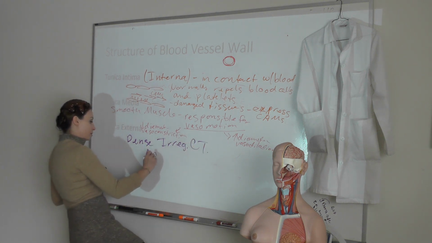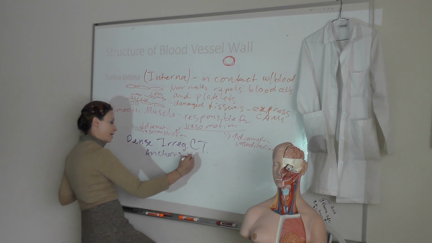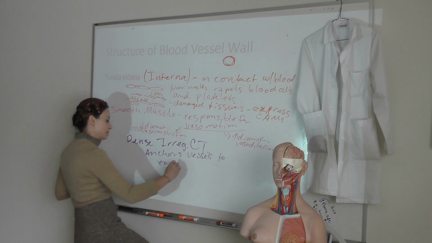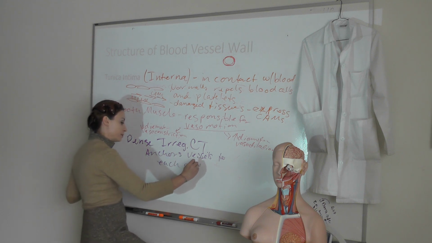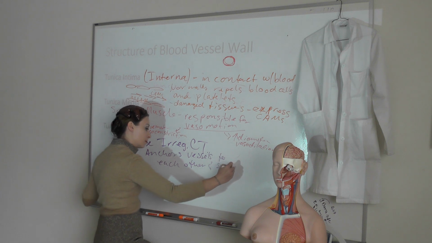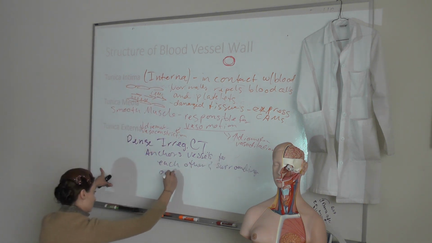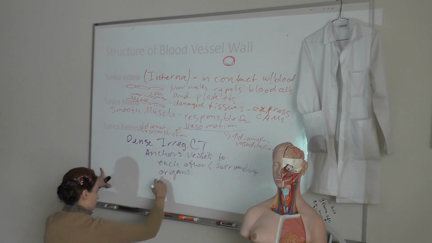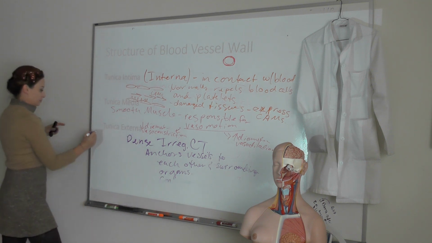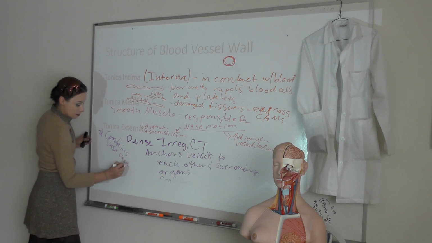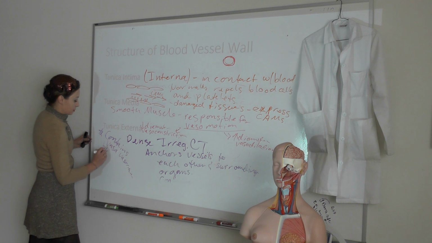So the tunica externa is dense irregular connective tissue. It anchors companion vessels to each other and to surrounding structures, and it contains the vasa vasorum. I'm actually going to write that over here. Contains the vasa vasorum, and these are the blood vessels serving the blood vessels.